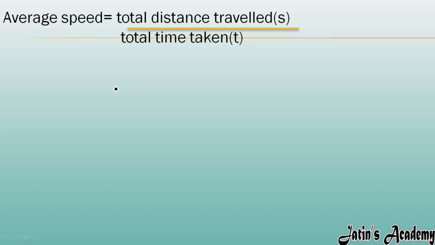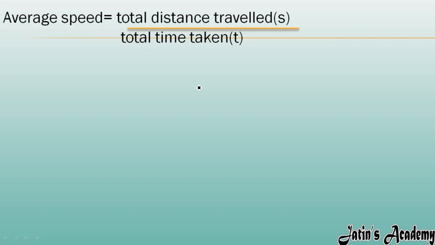For example, firstly this car is here. It took, for example, 5 seconds for 10 meters. Then it took again 5 seconds for, for example, 25 meters. Due to no traffic condition, it is going to cover more distance. So accordingly, we see different changes in distance and different time taken. Okay. So we will do one numerical related to this.